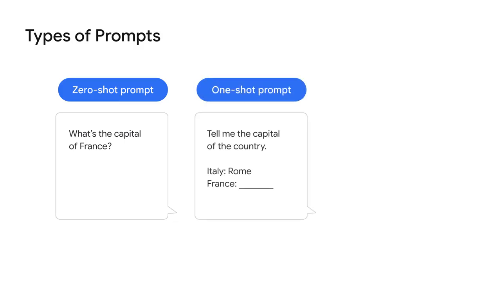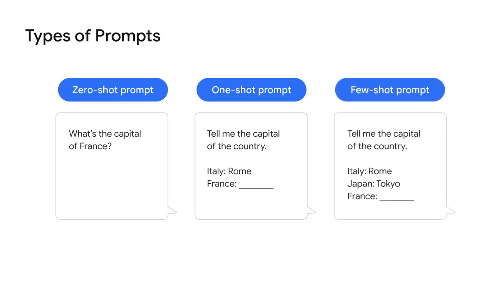One-shot prompts, however, provide one example to the model for context. Here we ask for the capital of France again, but we provide Italy and Rome as our example. And few-shot prompts provide at least 2 examples to the model for context. Here, our prompt is updated to also include Japan and Tokyo in our examples.